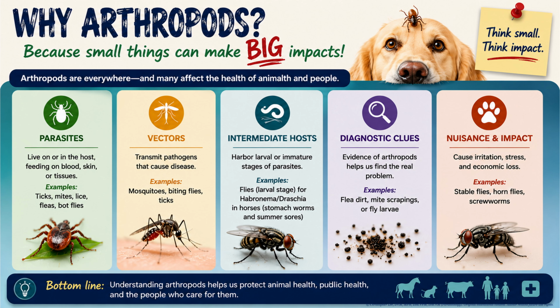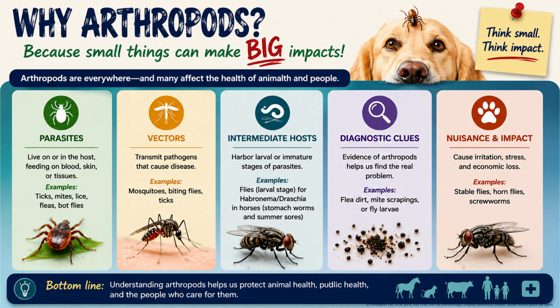Why spend time on arthropods at all? Because small things can make big impacts. Some arthropods are parasites themselves. Fleas, lice, ticks, and mites may live on or in the host and feed on blood, skin, tissue fluids, or debris. Some are vectors. Mosquitoes, biting flies, ticks, fleas, and other arthropods can transmit viruses, bacteria, protozoa, and nematodes. In those situations, the bite is less important than what comes with the bite.